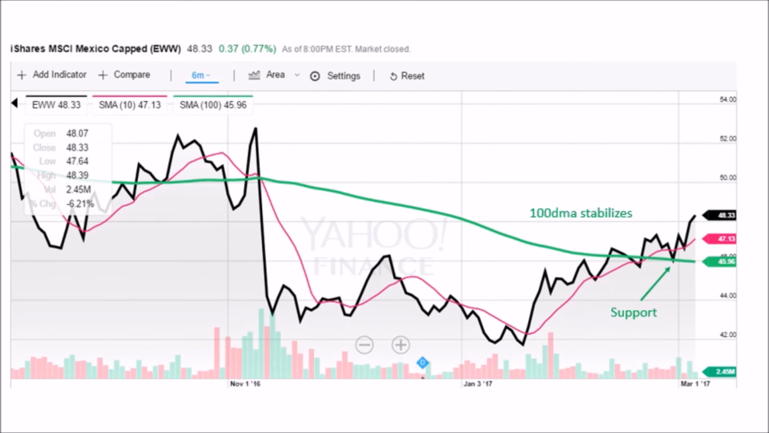Now, to further confirm that the uptrend was in place, let's draw in a 100-day moving average. That's the line in green. And you can see that not only is the 10-day moving average pointed up, but the 100-day moving average is beginning to stabilize. And you can also see where just in the past few weeks, the 10-day moving average, the red line, has crossed and broken out above the 100-day moving average. And then finally, you can see when the price pulled back in late February, the 100-day moving average, instead of acting as resistance as it had in the past, it's now acting as support.